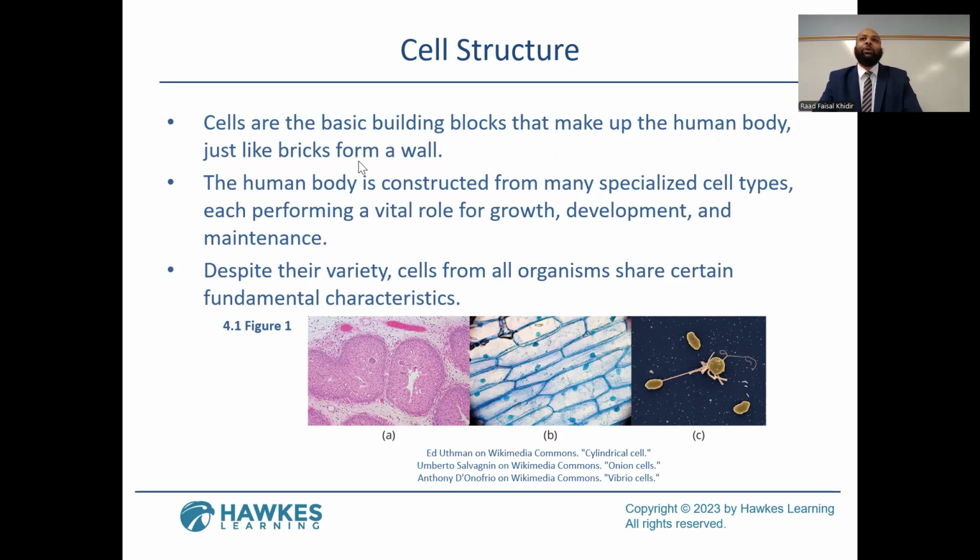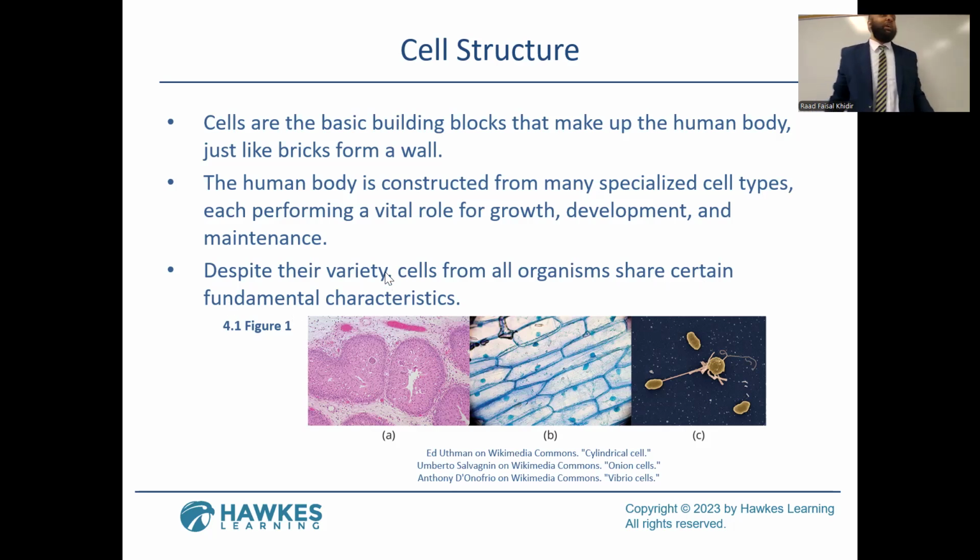So cells are the basic building blocks that make up the human body, just like the bricks form a wall. And we know that multiple cells give us tissues, and multiple tissues give us organs, and multiple organs give us organ systems. The human body is carefully constructed from many specialized cell types, each performing a vital role for growth, development, and for maintenance. Despite their variety, cells from all organisms share certain fundamental characteristics.